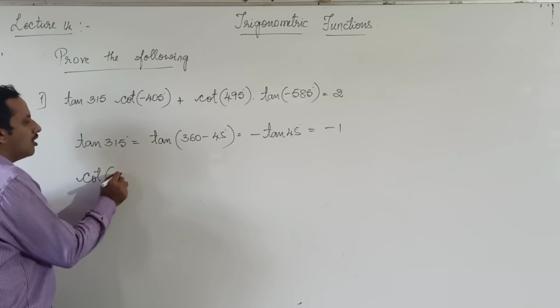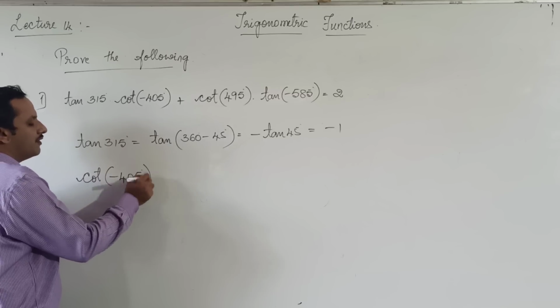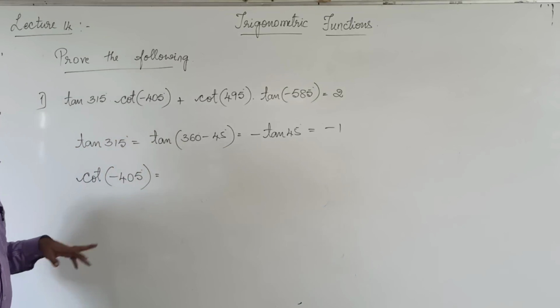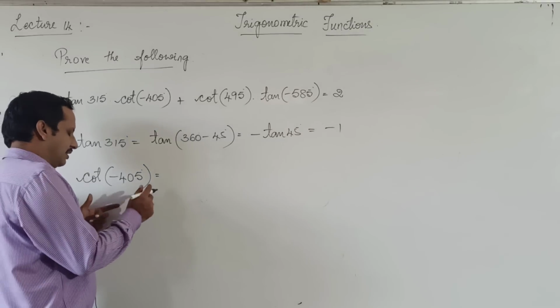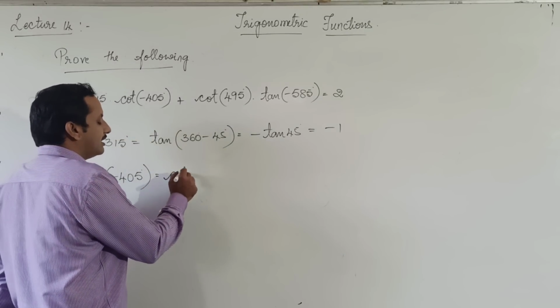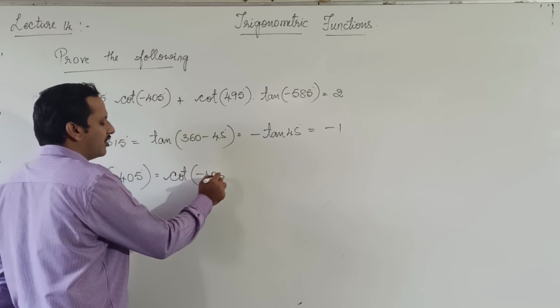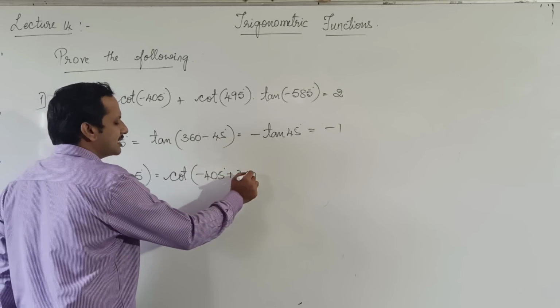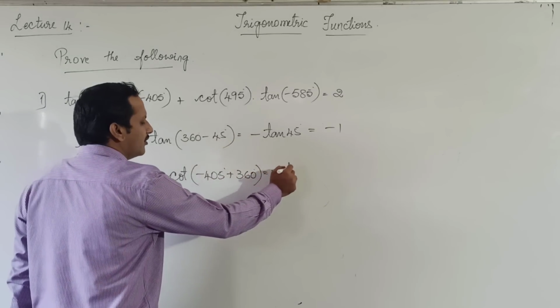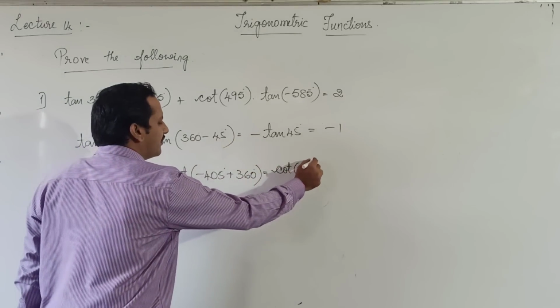Then cot of minus 405 degree. That is equal to, this angle is less than 0, so I'll add 360 to it, minus 405 plus 360, that will give you cot of minus 45 degree, right?